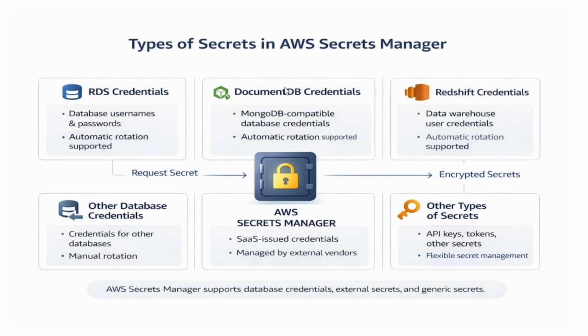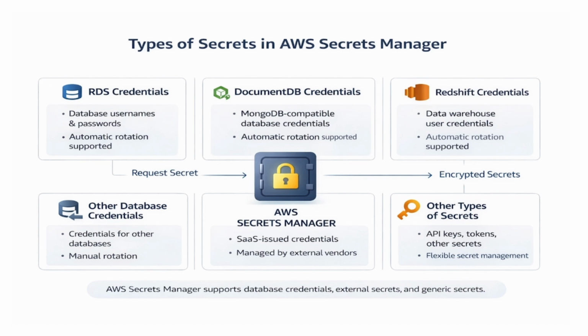Next, you have DocumentDB credentials, used for MongoDB-compatible databases. This also supports automatic rotation. For analytic workloads, Redshift credentials securely manage data warehouse user access, again with automatic rotation. You can also store other database credentials, where rotation may be handled manually depending upon the database type. So we are discussing all these things with respect to databases.